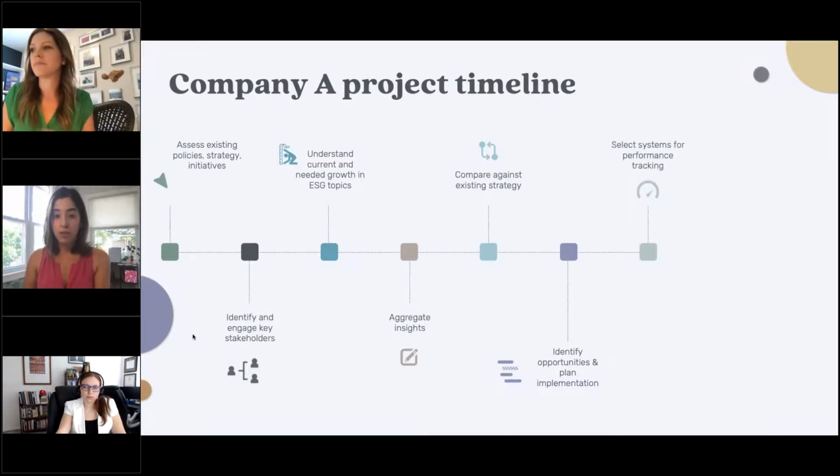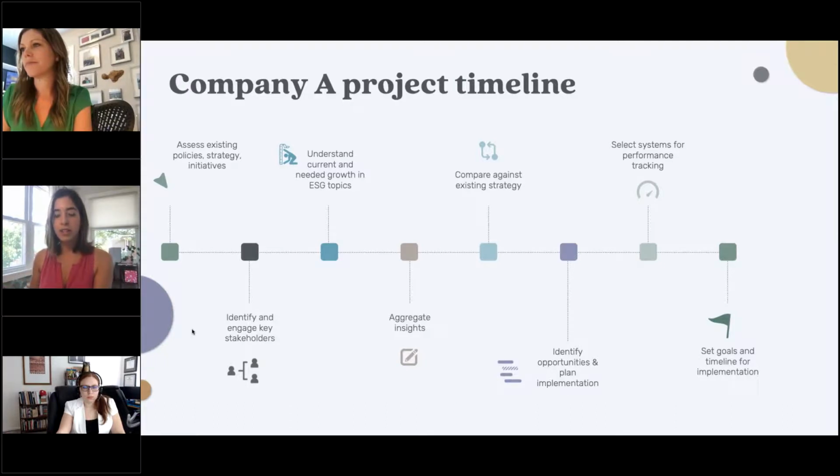Once we know what those action items are, very important, you should be selecting a system to track performance. So how are we going to track how far we are from the goal? That can be quantitative and qualitative metrics. And also setting up a system, like I mentioned before, to make sure that you remain flexible and can quickly shift gears as needed.